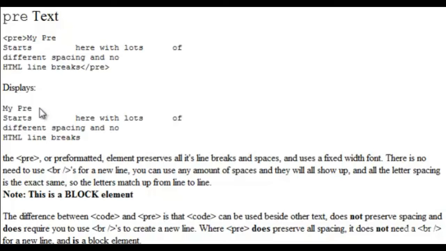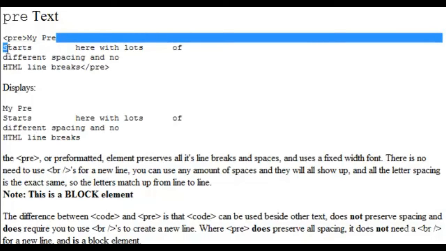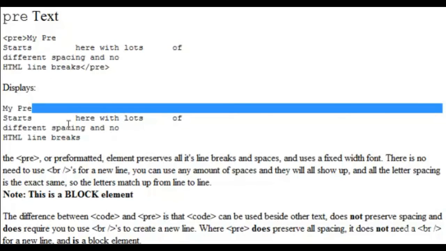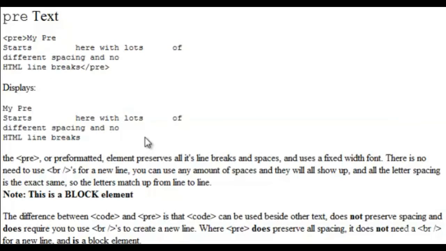With pre-formatted text, you also don't have to use any line breaks. So there's no need to use the BR tag. You can simply cut down to the next line. For example, from here to here. There's no BR in there, and it still created a new line. And very similar to how the code element works, all the letter spacing is the exact same, so the letters match up from line to line. For example, if you take a look at the first letter of each 4 lines here, they line up perfectly. Even the smaller letter, such as I, matches perfectly with a capital T, which is a much larger letter.